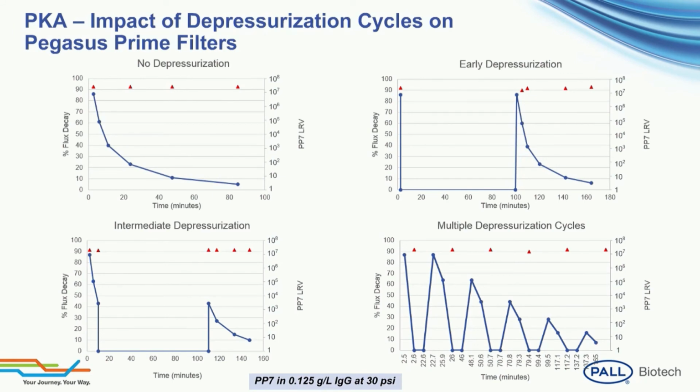Left bottom graph depicts incorporation of an intermediate depressurization step, where we allowed for 40% flux decay and incorporated a 100 minute depressurization step and allowed it to run for 90% flux decay, and again we did not see any impact on log reduction value. We can see it is still more than 7 log reduction. Right bottom graph depicts incorporation of 5 depressurization cycles of 20 minutes, starting at 90% flux decay, 70% flux decay, 50% flux decay, and so on, and again we did not see any impact on log reduction value. It is more than 7 logs.